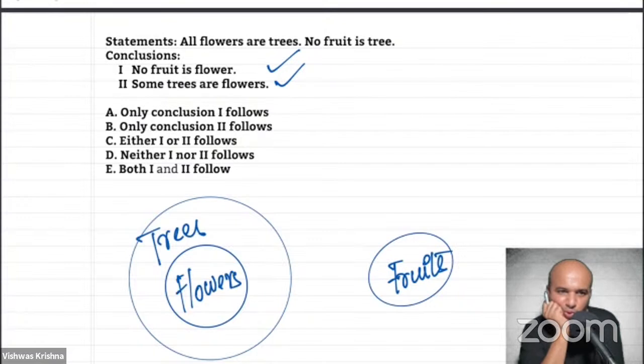That means both 1 and 2 are right. I hope it is clear. Let me know if it isn't. Okay, E is in fact the right answer. Both the statements are correct. Some trees are flowers. All trees are not flowers. That is something which you have to remember. All trees are not flowers, but all flowers are trees. But some trees are definitely flowers.